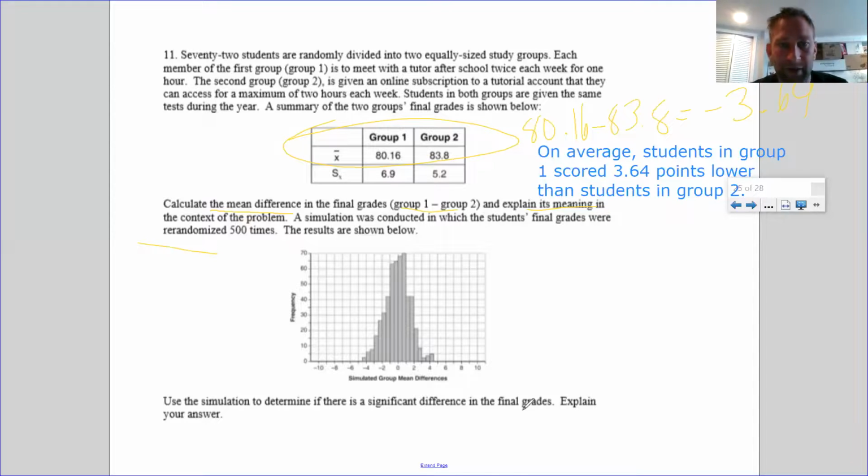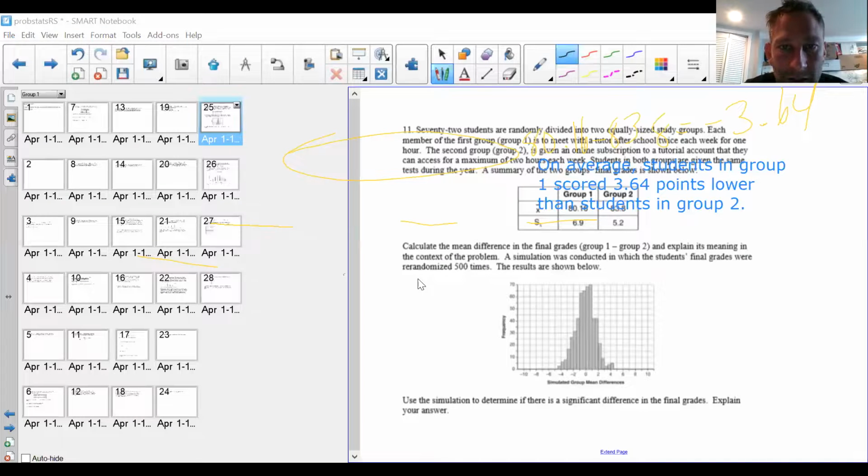All right, this is where this gets a little tricky. Let me see if I can blow this thing up. Can I blow this thing up? I'm going to try.